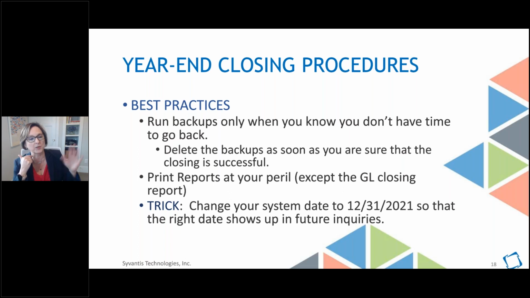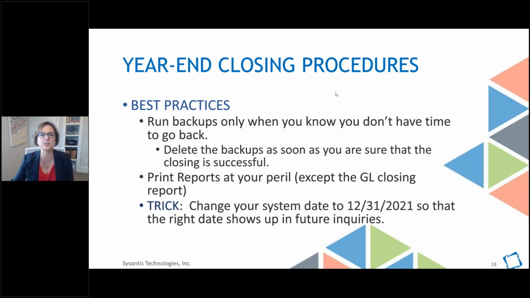Next thing is print reports at your own peril. There are all these reports, especially for AR and AP, that are massive, thousands of pages long for many of our clients. It's not going to do anything for you because the data is all in there and fully backed up. So my recommendation is to hit cancel and don't print those reports. The one you absolutely have to have, though, is the GL closing report, because that shows all of the expense accounts and all the P&L accounts that close to retained earnings, and you do need that for history.